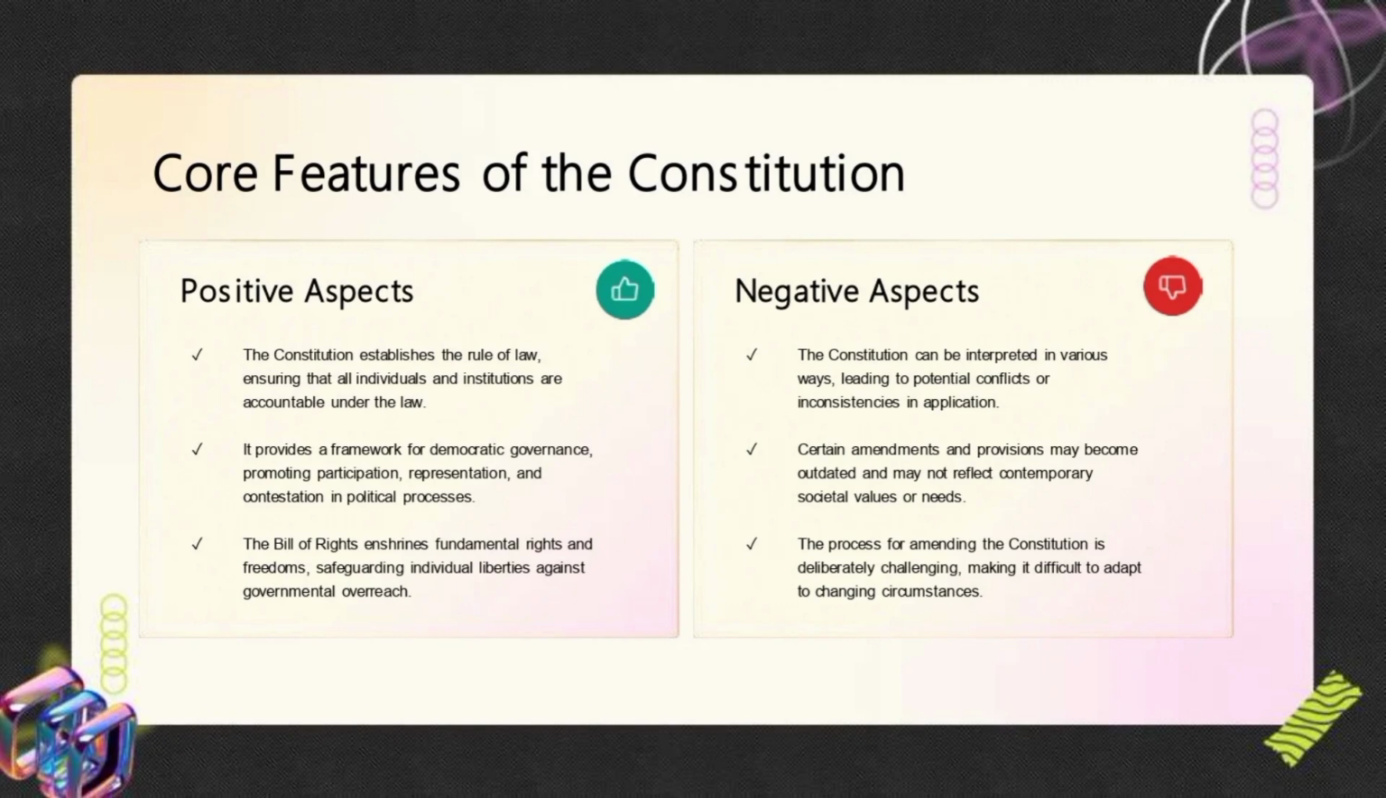The core features of the Constitution. There are two types of aspects, positive aspects and negative aspects. So let's understand that. Positive aspect. The Constitution establishes the rule of law, ensuring that all individuals and institutions are accountable under law. It provides a framework for democratic governance, promoting participation, representation, and contestation in the political process. The Bill of Rights enshrines fundamental rights and freedoms, safeguarding individual liberties against governmental overreach.